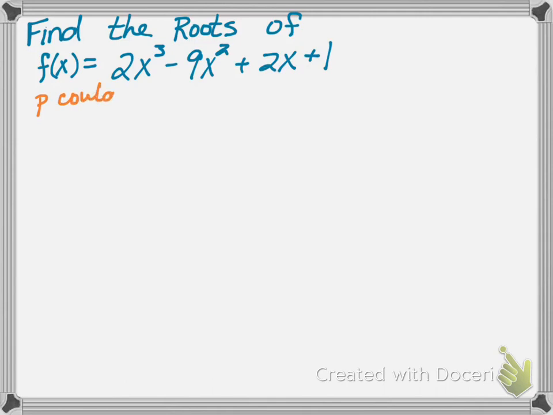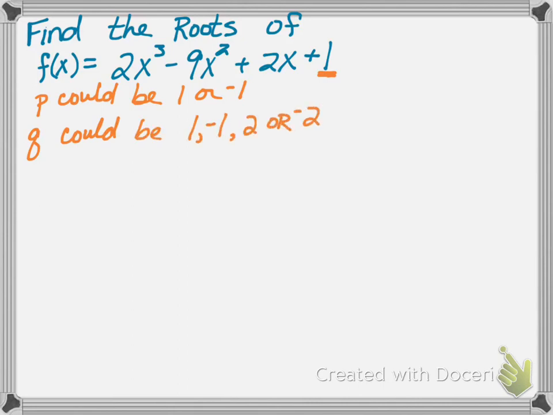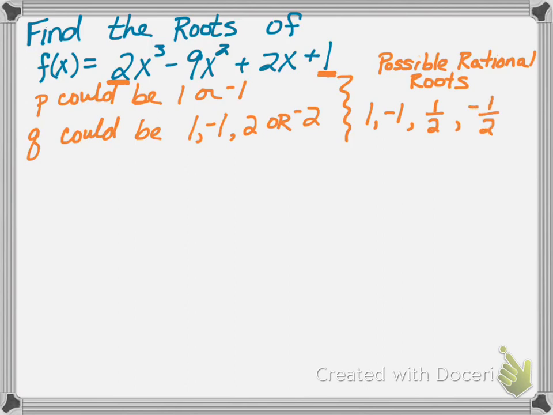The rational root theorem says that the numerator p could be 1 or -1. It's all the factors of our constant term. And q could be +1, -1, +2, or -2 because it's all the factors of our leading coefficient. Putting this together in fractions, the possible rational roots are 1, -1, 1/2, and -1/2.